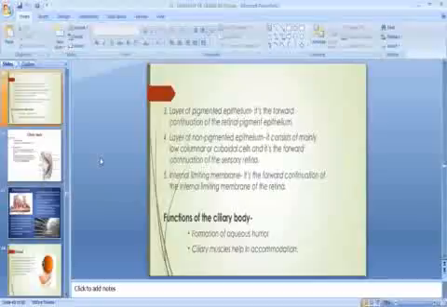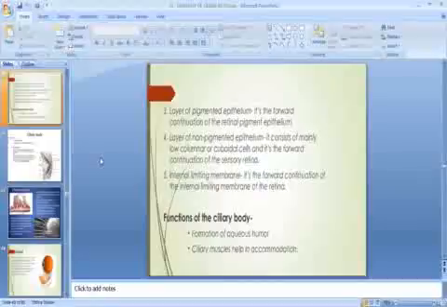Third layer is a layer of pigmented epithelium. It is the forward continuation of the retinal pigment epithelium. The fourth layer is a layer of non-pigmented epithelium. It consists of mainly low columnar or cuboidal cells and is the forward continuation of the sensory retina. Fifth layer is the internal limiting membrane. It is the forward continuation of the internal limiting membrane of the retina.